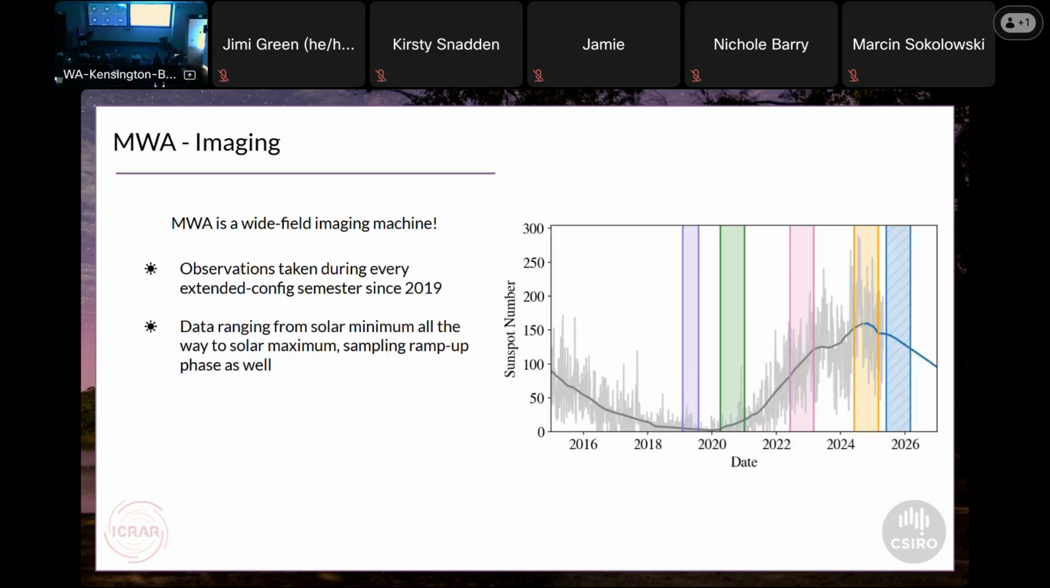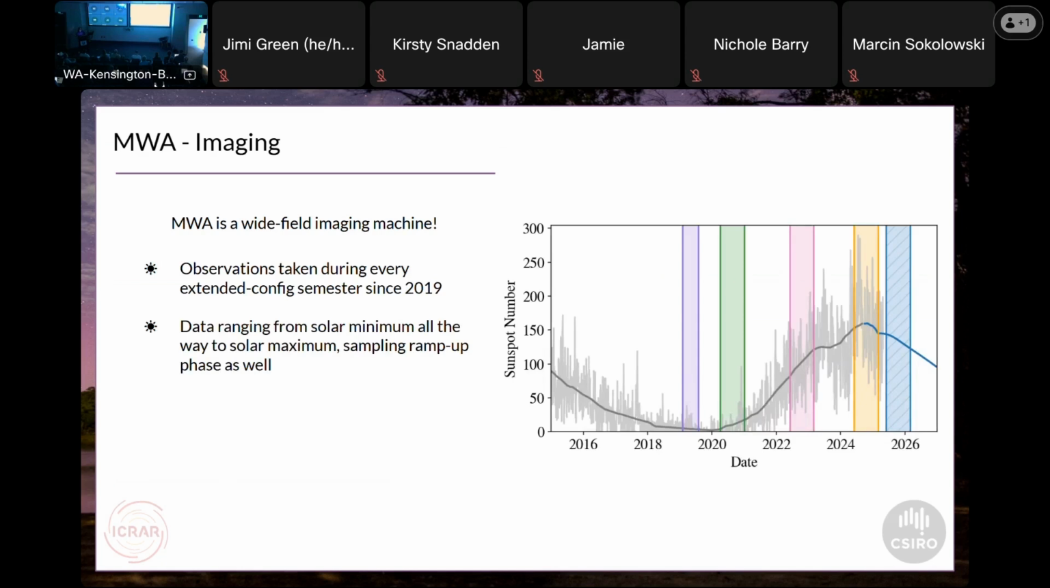So that is why we've been taking observations pretty much every single day since 2019, when the MWA is in its extended configuration and is operational. So we have very good coverage of the solar cycle. Thank you for the last talk showing the solar cycle. We're going all the way from minimum to maximum, taking observations right now.